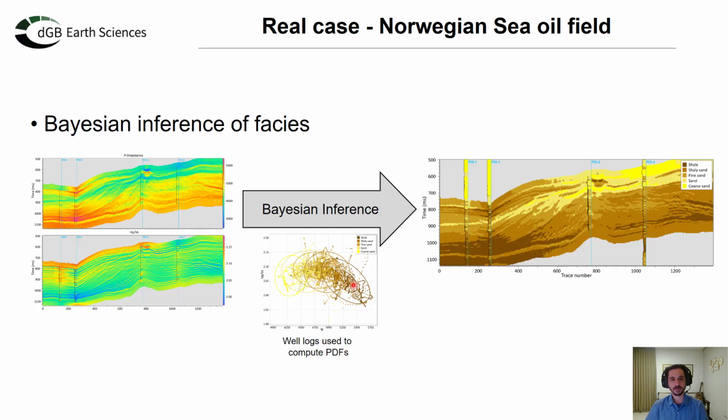And then based on the well logs, we defined different facies with their PDFs here, Gaussian PDFs. And the facies are shale, shelly sand, fine sand, sand, and coarse sand. We applied Bayesian inference. We compute the probabilities of each facies, and from this probability, for each point, we evaluate which facies presents the highest probability and define our most likely model here.